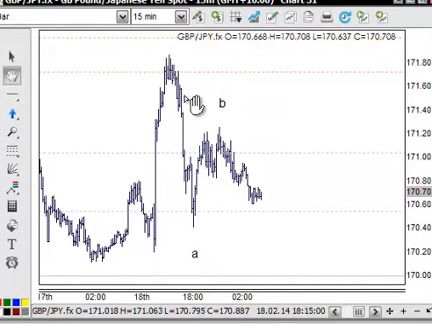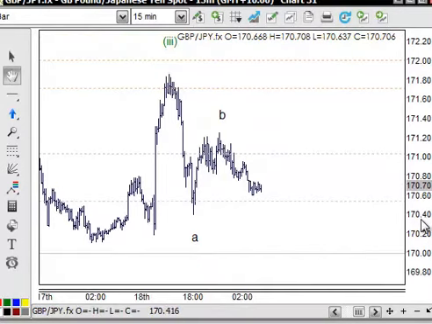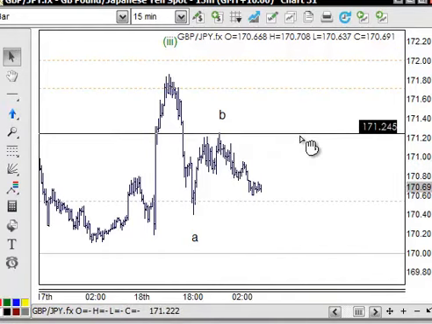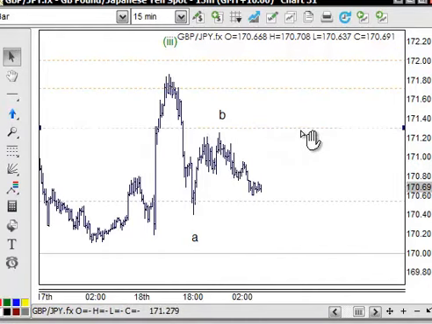So the strategy here is to roll from the 172 that we're chasing. This move down here does appear impulsive, 5 waves. So we may get an A and a B and a C back up through here. So to go long, the 171.30 is what we'd be looking for here. So forget the 171 here and look for the 130 through here, and that would be a nice support, to the upside.